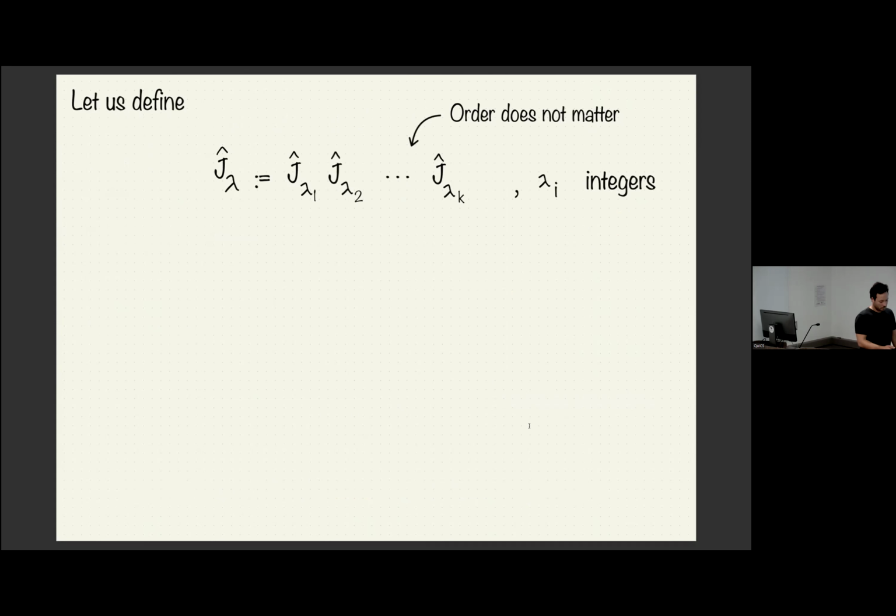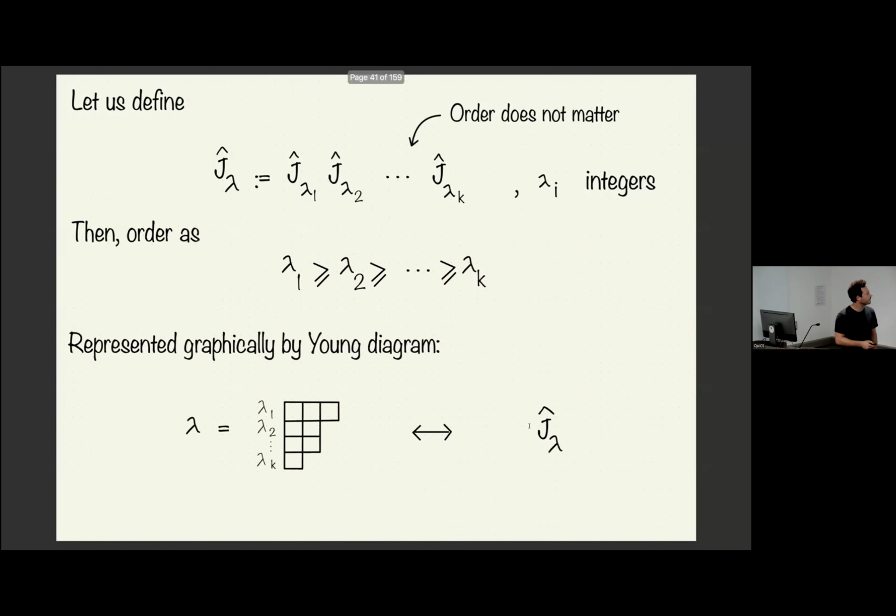And for each of those lambda i's, I associate a current. So this is J, lambda i is an integer, and then I take the product over all these currents. Okay, so this is just a definition of what J lambda is. Now, because these J hats are quantum operators that commute, the ordering here doesn't matter. And so I can always order my sequence of integers in decreasing order like this.